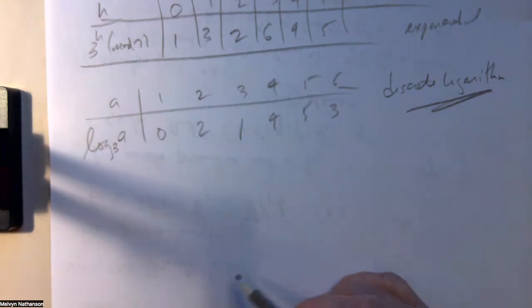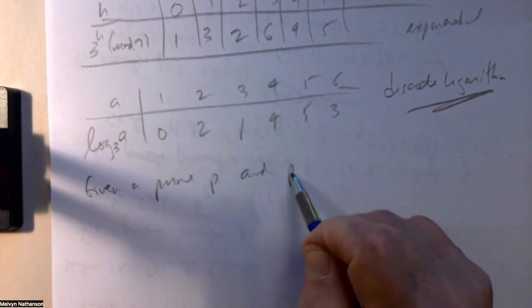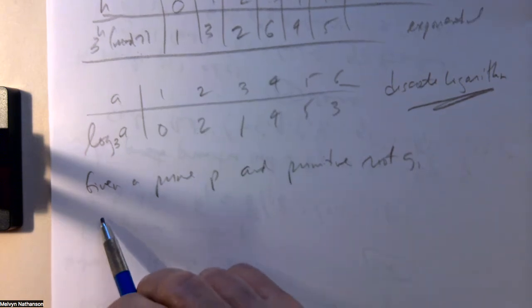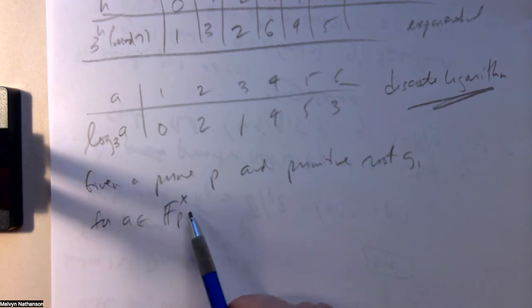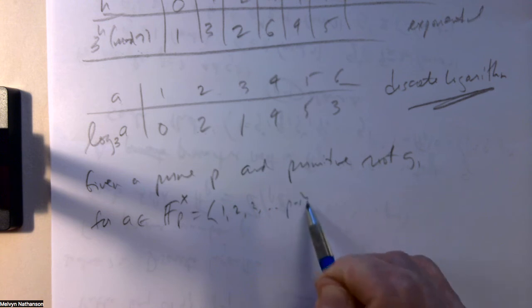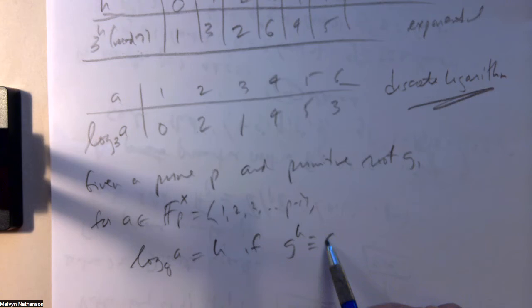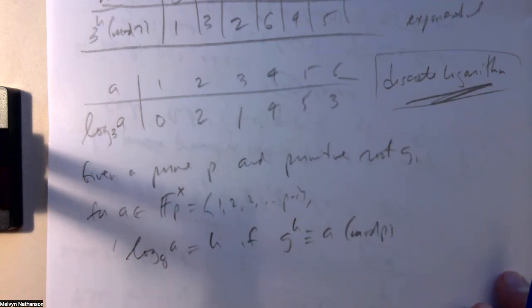And this is defined in general as follows. Given a prime P and a primitive root G, for every A, which means the non-zero elements of the field with P elements, so this is the numbers 1, 2, 3 up to P minus 1, the logarithm of A to the base G mod P equals H if G to the H is congruent to A mod P. So this is the discrete logarithm, which is extremely important in cryptography.